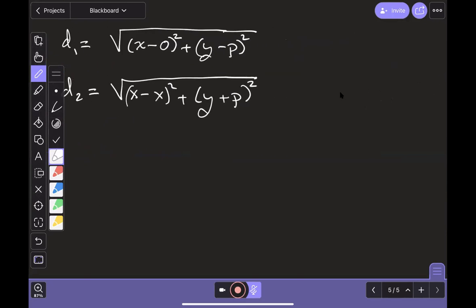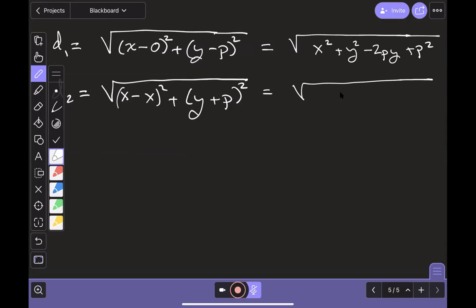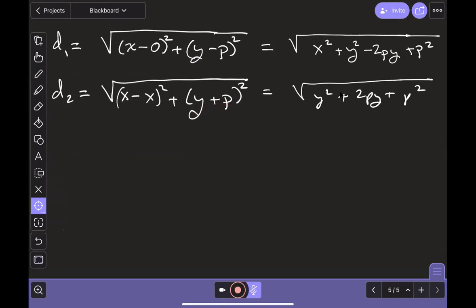Well, let's keep moving forward. And this guy over here looks pretty simple to do. You would get x squared. It was going to be a tough one, right? Plus y squared minus 2py plus p squared. What's this guy going to be? Well, it's going to be y squared plus 2py plus p squared. This becomes 0. That's an easy expansion.